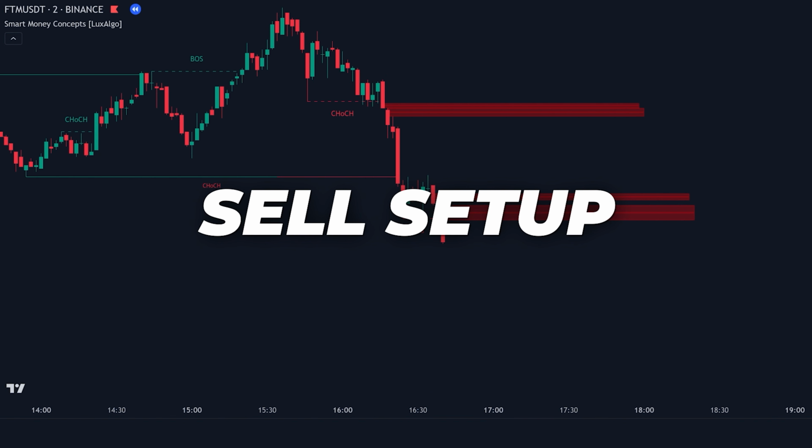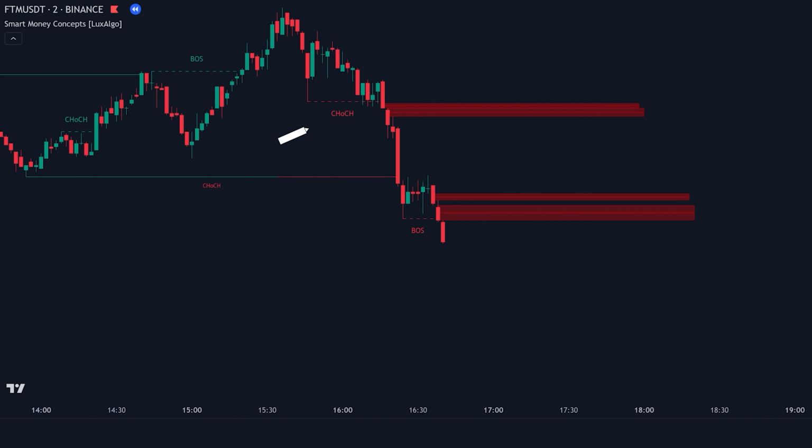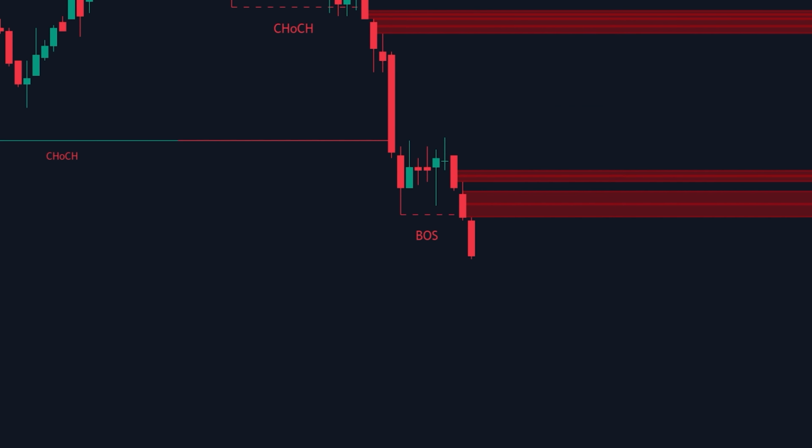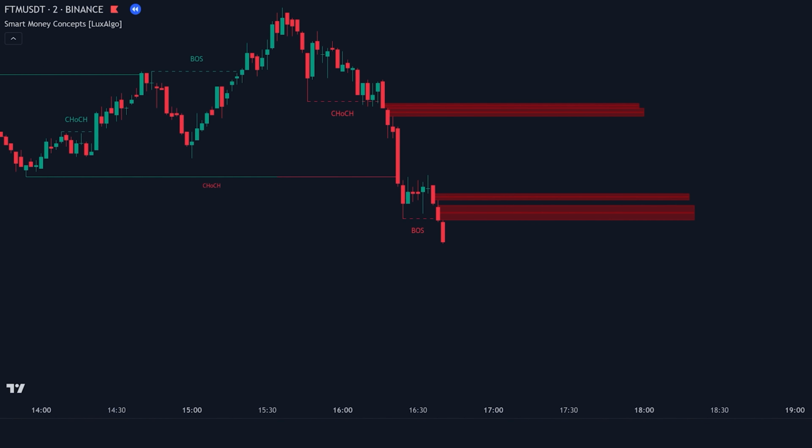Sell trade setup. First, identify a bearish change of character. Wait for the market to form a bearish break of structure. Confirm the sell signal. Look for a red dotted line and text indicating a bearish market structure. We can see that there is a large fair value gap. Wait for the price to trade above the midpoint of the fair value gap.